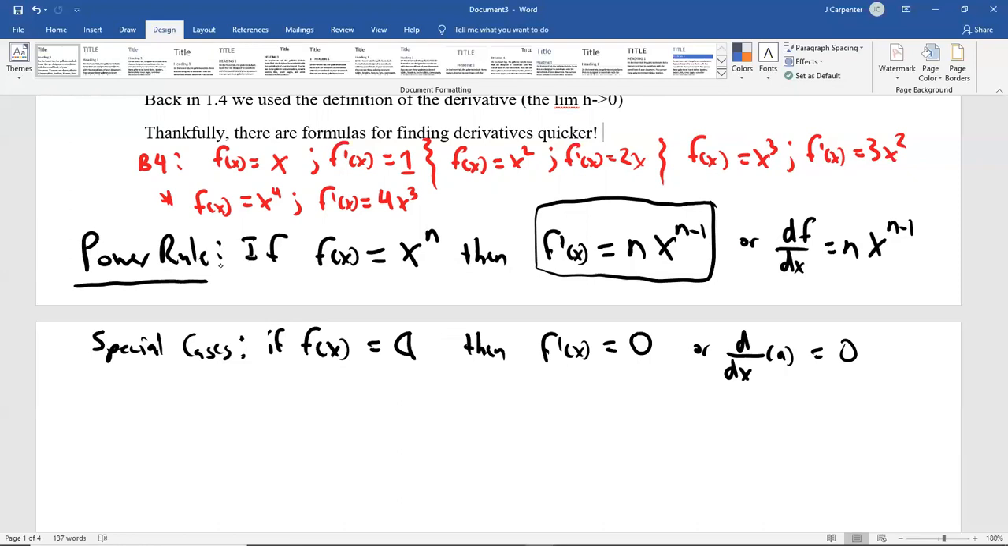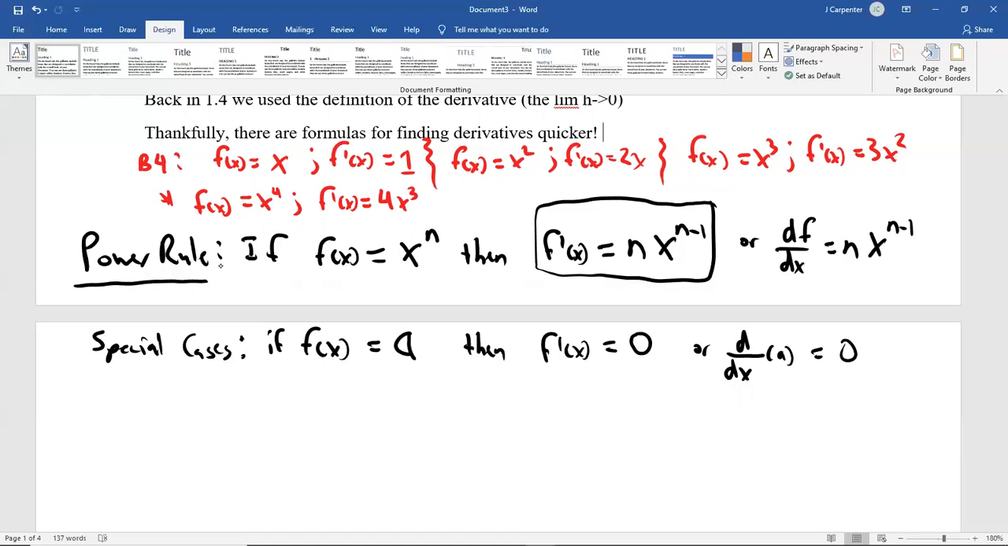So if your function is a constant, 7, 9, a half, pi, negative a million, the derivative is 0. The reason is constants are horizontal lines. Horizontal lines have a slope of 0, so the derivative is 0. Horizontal lines have a slope of 0 everywhere, so the derivative is 0 everywhere.